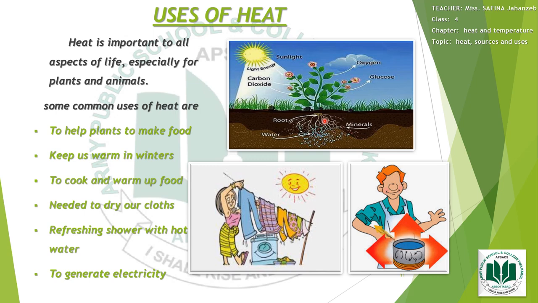Students, in diagram number 1, we can see that sunlight is very essential for all types of plants. In the presence of sunlight, plants are able to make their food. So we can say that sunlight or sun energy is very essential for these types of organisms. In the other two pictures, we can see that to carry on all types of daily chores, sunlight or sun energy is very important. We can cook and warm up our food, and in the presence of sunlight, we can dry our clothes.